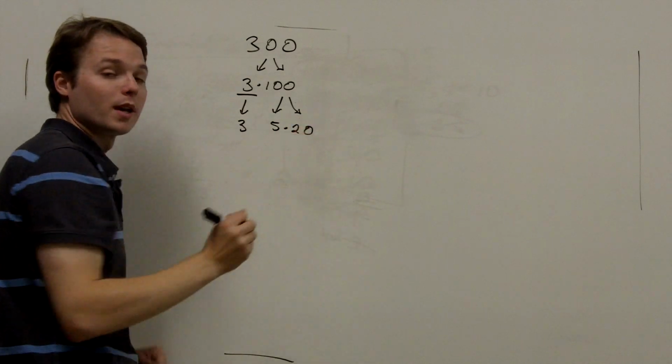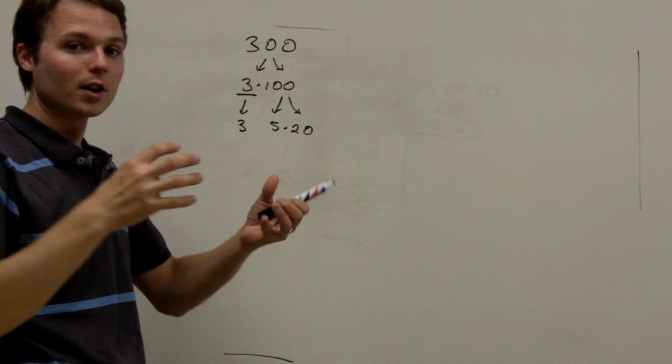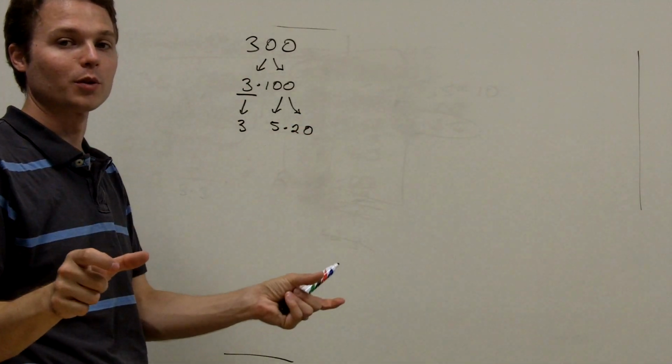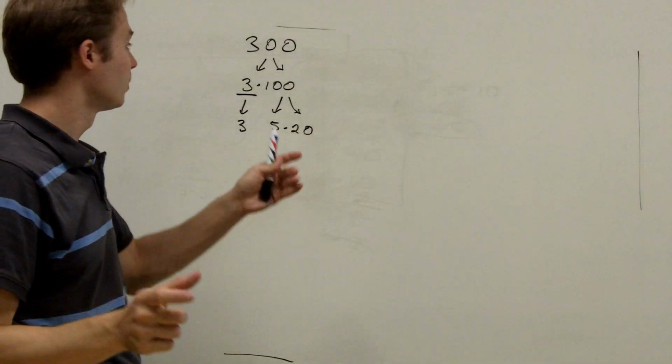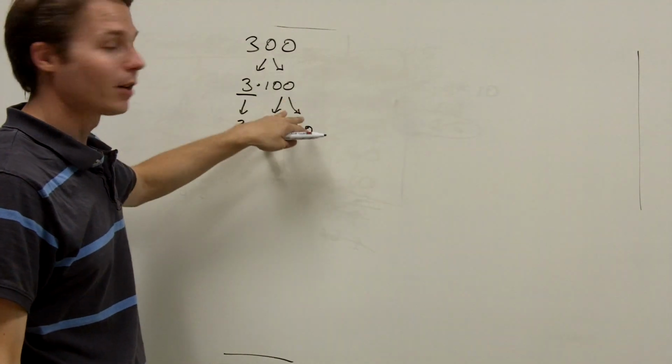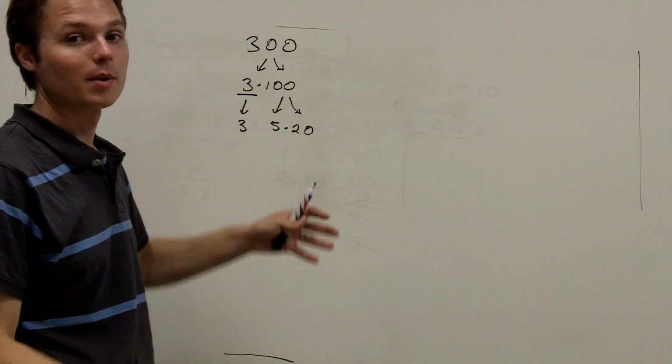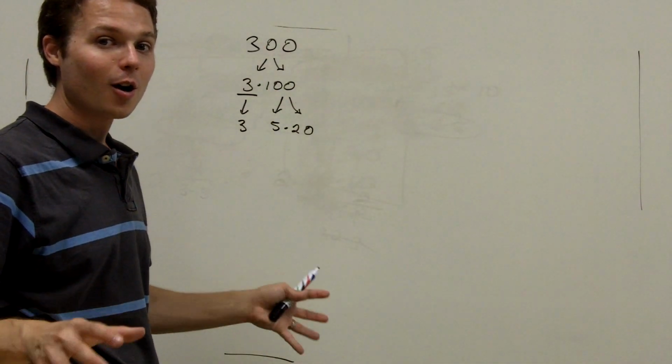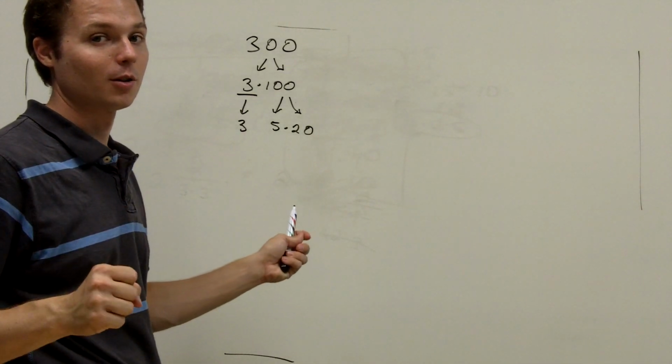It doesn't matter which one you pick, because as you break down the numbers, you'll eventually get to all the smaller numbers that you need to complete the prime factorization. It doesn't matter how you factor at any particular step, as long as you continually factor all the way down and keep breaking apart all of the numbers.